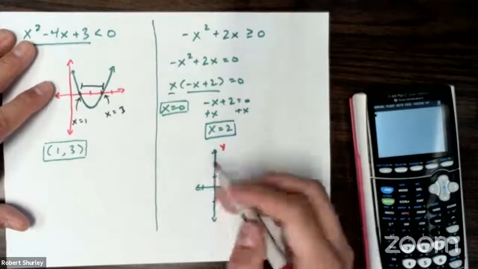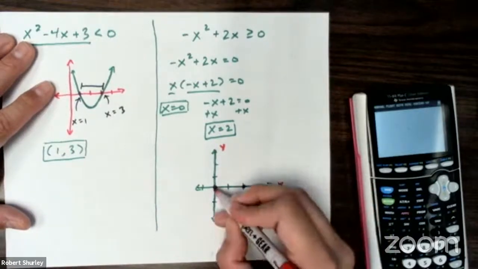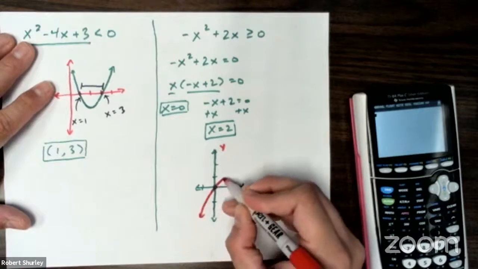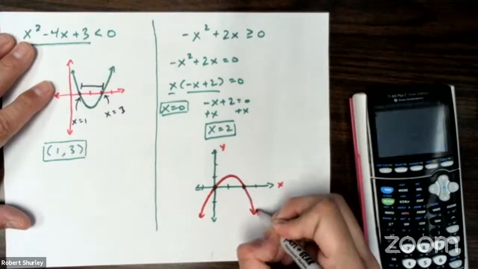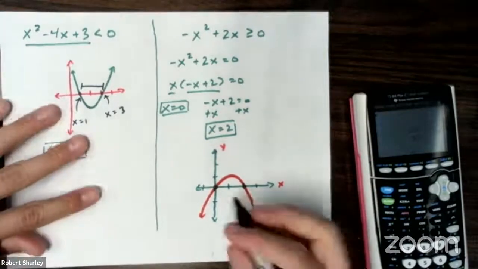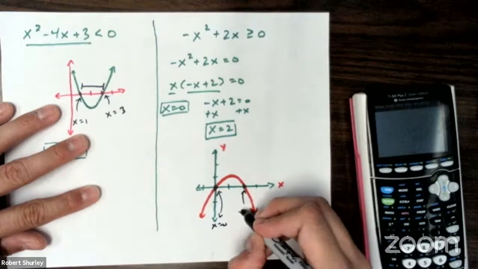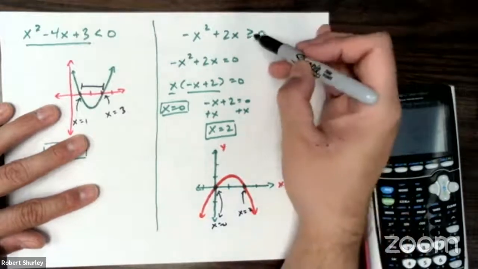So we know we cross at 0 and we cross at 2, and it looks something like this. Something like that. It's not perfect. It doesn't have to be perfect. But what matters again is we have our 2 boundary points, right? x equals 0 and x equals 2.